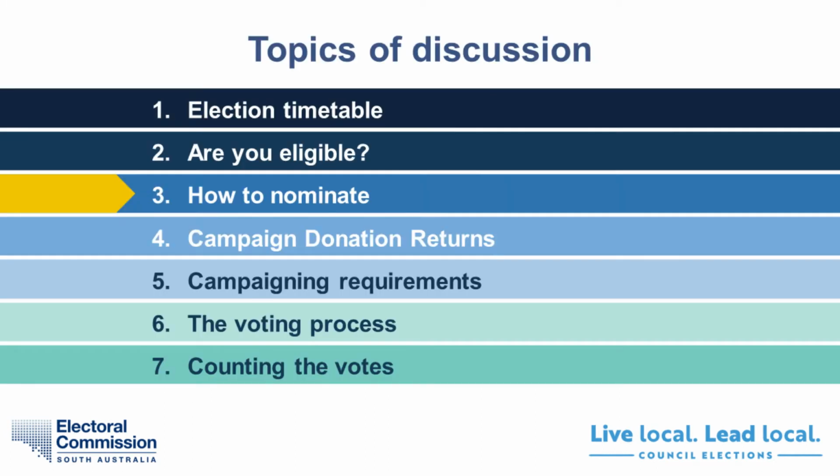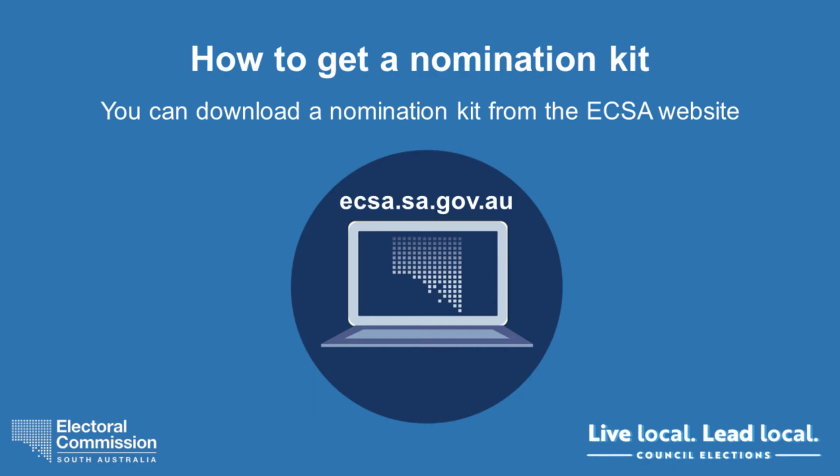Now let's move on to our next topic, how to lodge a nomination. First, you will need to get a nomination kit. The nomination kit contains all the information and forms you will need to complete your nomination correctly. You can download an electronic kit from our website. A small number of hard copy kits are available from your local council. The nomination kits are available 2 weeks before the date that nominations open.